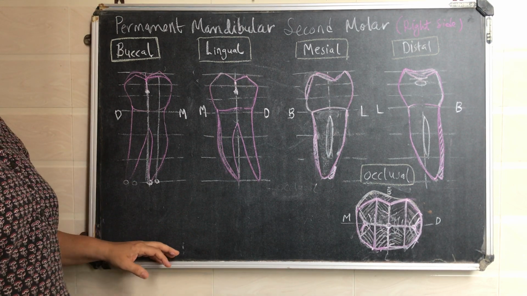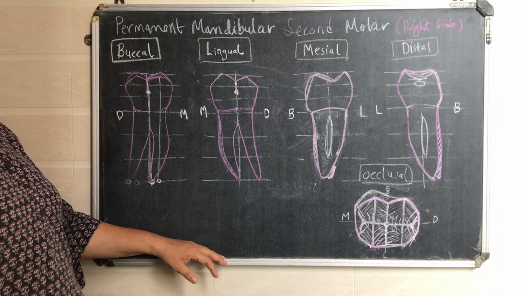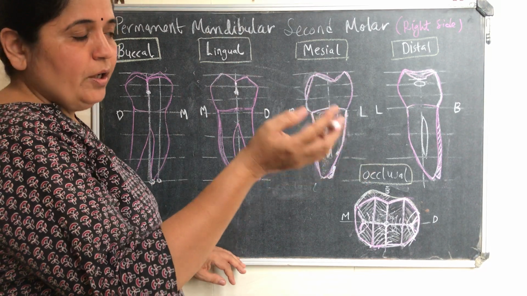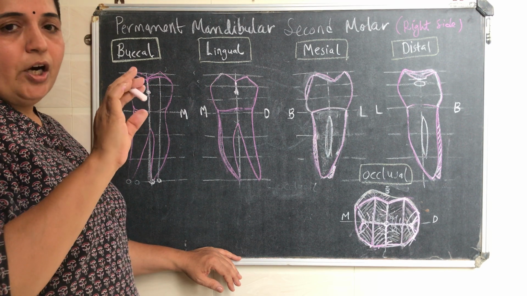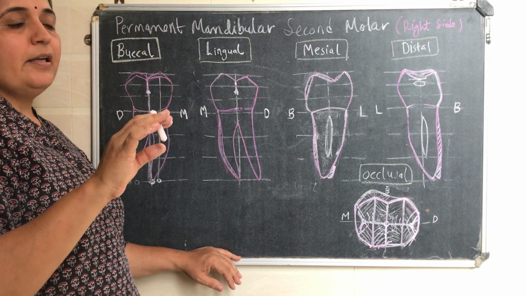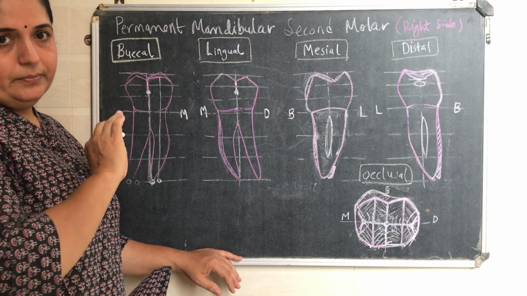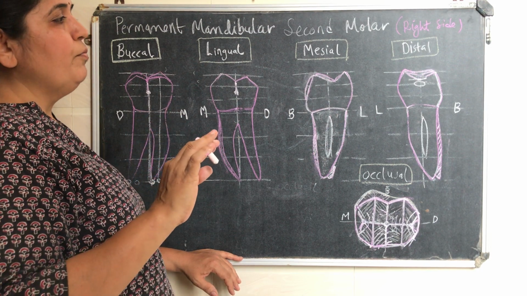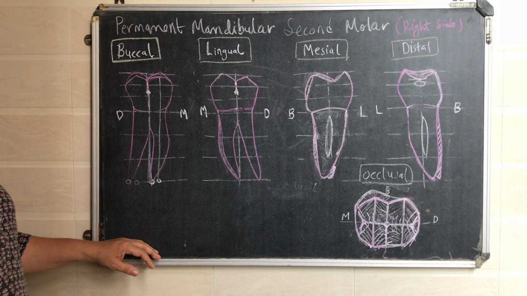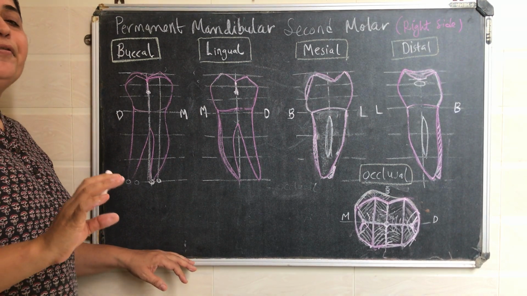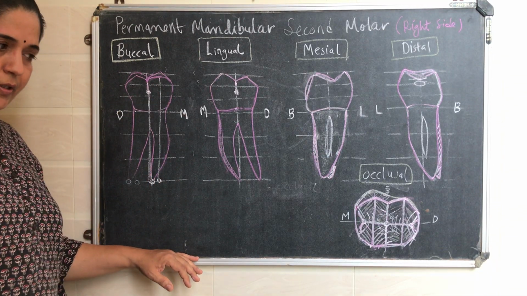And more supplemental grooves are present in the third molar. That means as you go from first molar to third molar, the number of supplemental grooves increases. The third molar's occlusal surface is very rough and wrinkled as compared to the second molar because of the presence of more supplemental grooves, right? So these are the main differences between the first molar, second molar and the third molar, right?